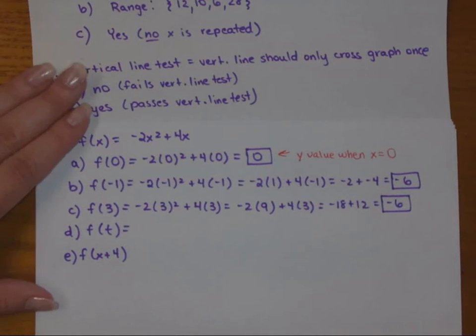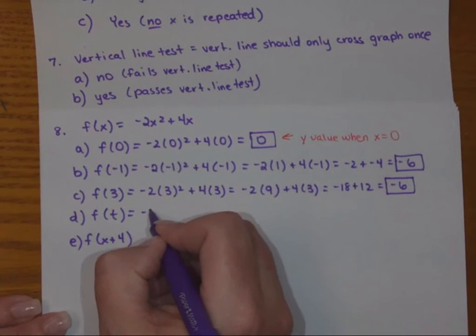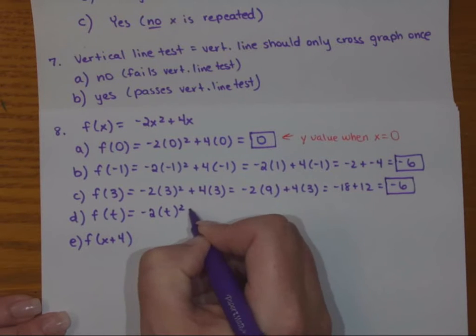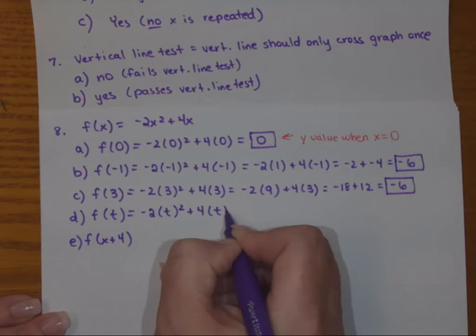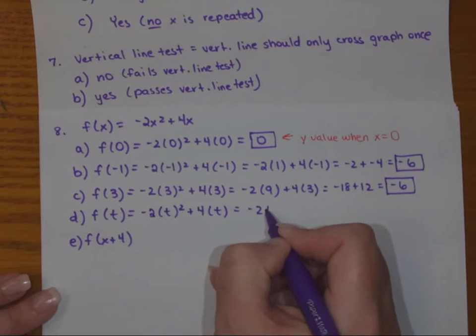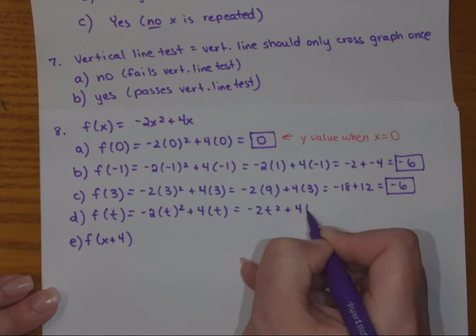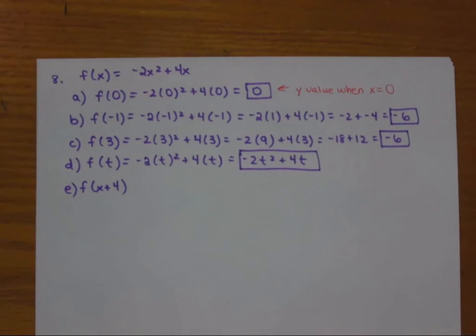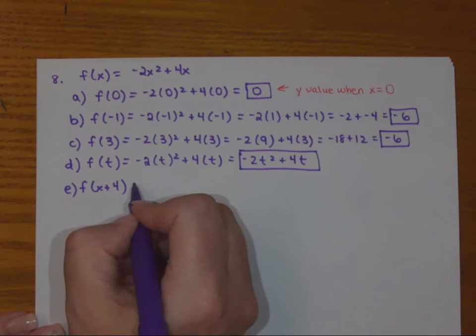So f of t just means go to your f equation and replace x with t, and then clean it up the best you can. So it's just going to look exactly the same as the original, just using the letter t instead of the letter x. So no big thing on that one. The most challenging one is the last one.